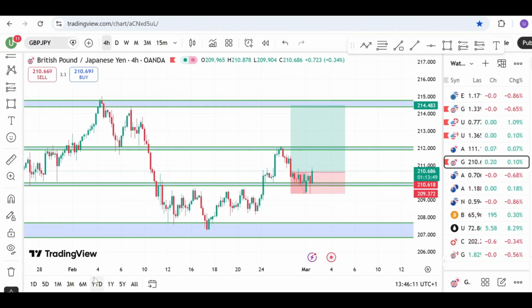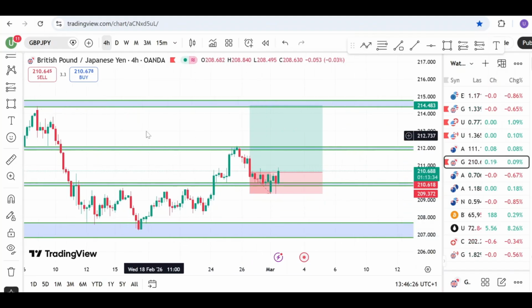Here at the bottom we have time or period. Here we are in the H4 time frame. This means that here we have the 28th. Those are the dates.